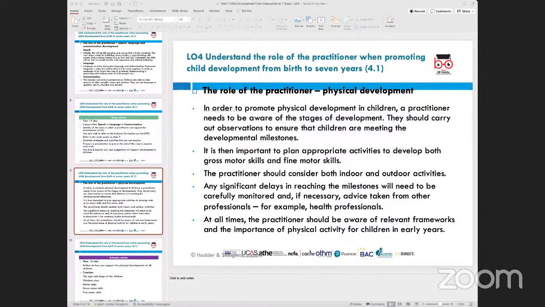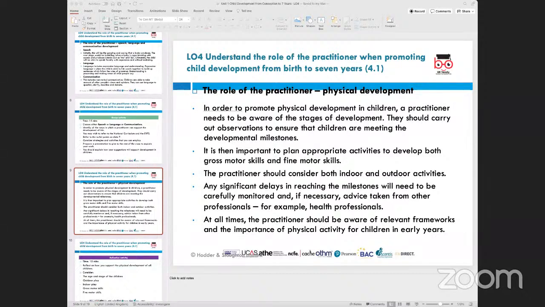Now, what we would want to look at, when we talk about the role of practitioners, is how they would promote physical play, which would essentially aid in developing motor skills, or skills which are required primarily for them to be able to understand and take advantage of some of the activities they would want to go in and do.